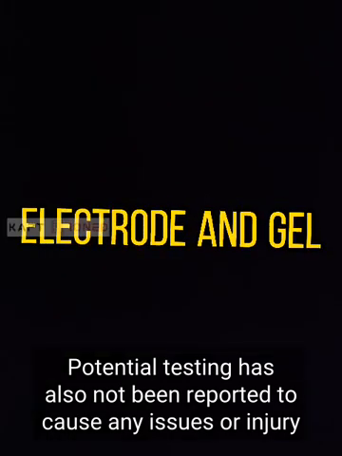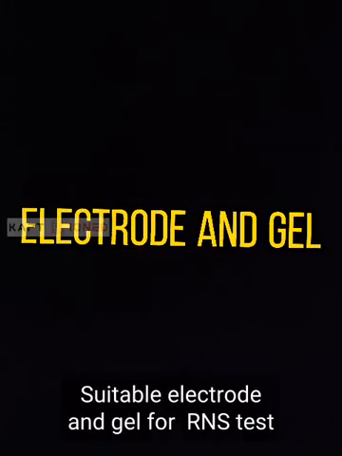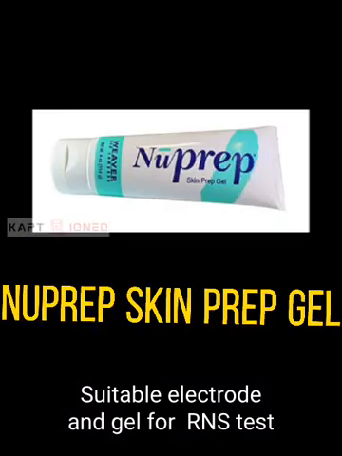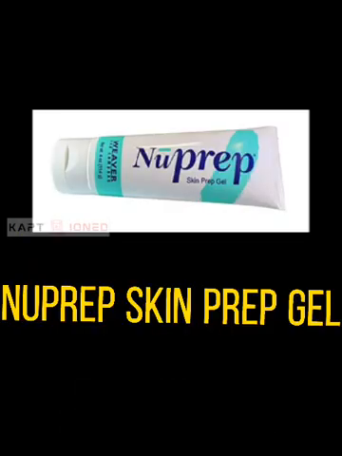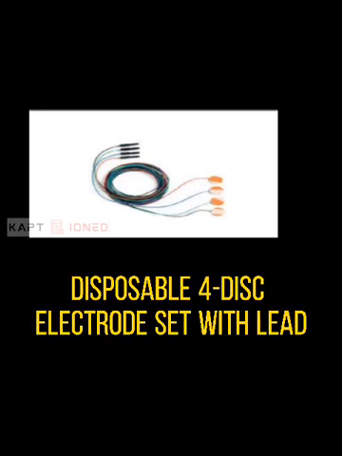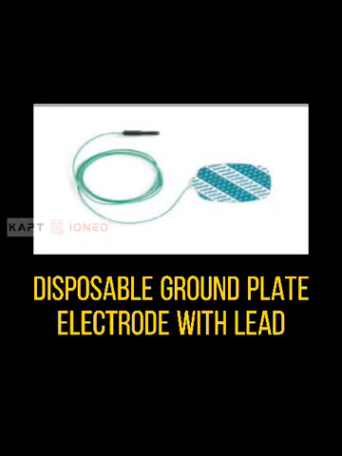The suitable electrodes and gel for the RNS test. First, we have Nuprep Skin Prep Gel. Second, a disposable electrode set with lead. Number 3, a disposable ground plate electrode with lead.